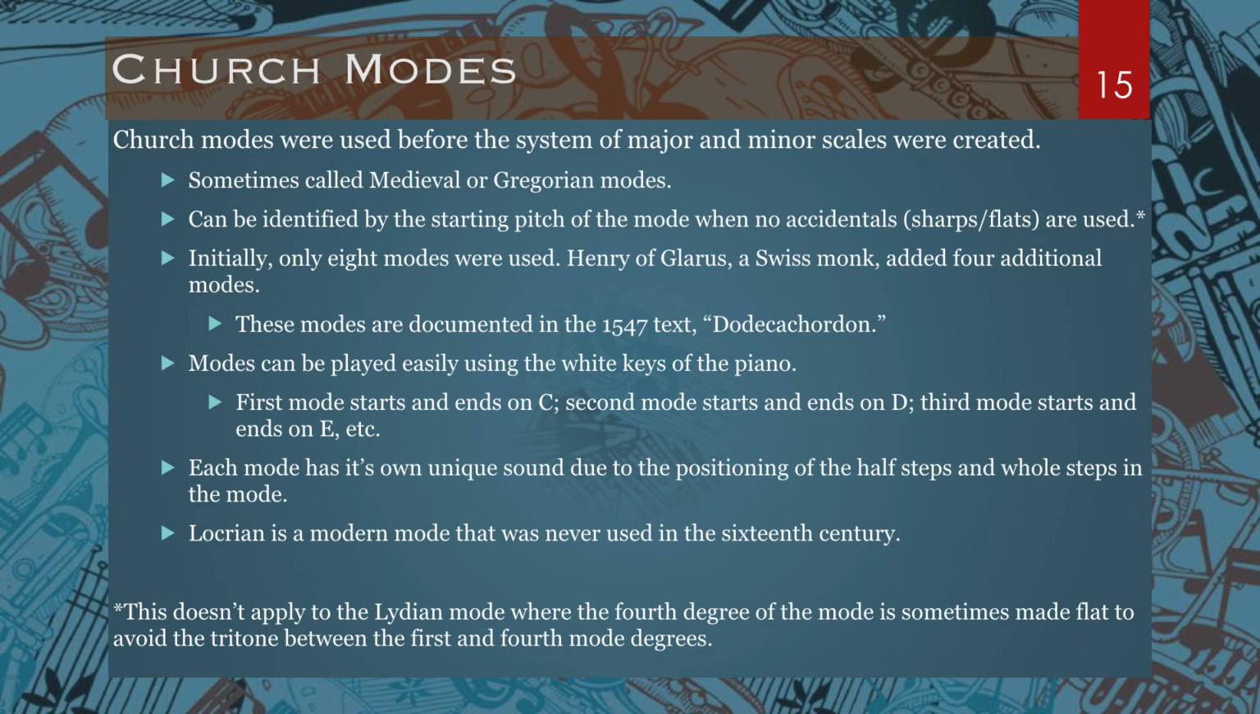So modes can be played easily using the white keys of the piano, as I've already explained. The first mode starts and ends on C, the second mode starts and ends on D, the third mode starts and ends on E. And we have these different modes because each mode has its own unique sound due to the positioning of the half steps and whole steps in the mode. So if you remember your piano keyboard, there's a double set of black keys and a triple set of black keys.